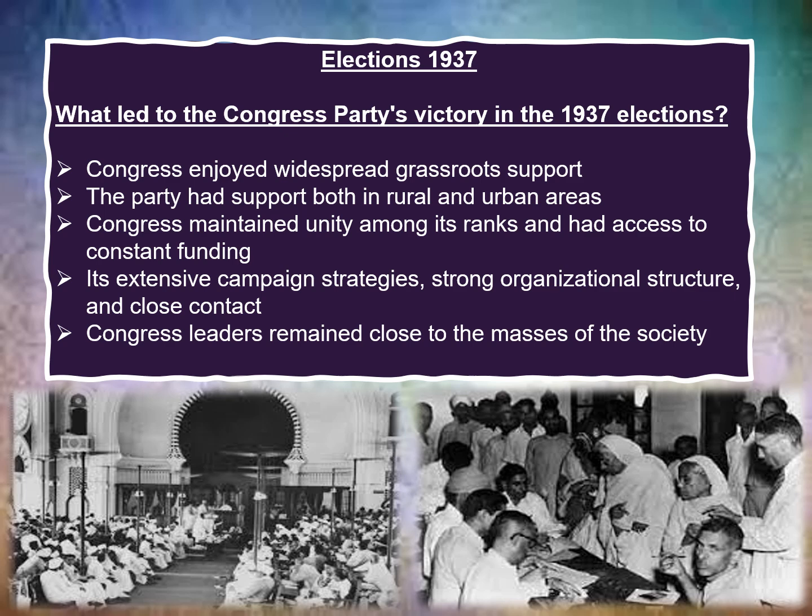Now, if we talk about another question, what led to the Congress party's victory in the 1937 elections? They enjoyed very widespread grassroots support due to their mass contact campaigns. The party had support both in rural and urban areas, with wealthy urbanites backing it along with the rural population as well. With long political experience, Congress maintained unity among its ranks. They were united, they were organized, and they knew how to campaign properly. They had control over newspapers, spreading their ideas nationwide. Their extensive campaign strategies, organizational structure and close contact with the people were crucial factors in winning the elections. And despite having leaders with foreign backgrounds, Congress leaders portrayed themselves as common people and remained close to the masses of the society. It was a very, very important point.